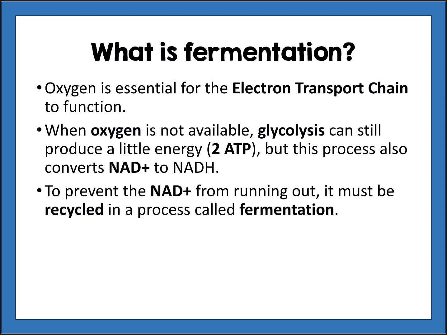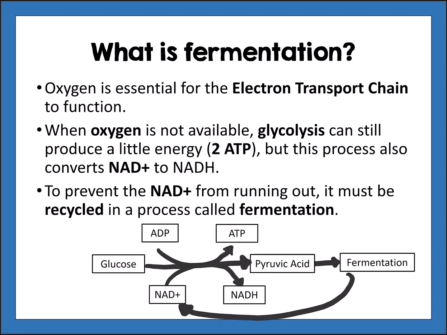And so to prevent the NAD plus from running out, it is recycled in a process called fermentation. So here we're starting with glucose and turning it into pyruvic acid in the process of glycolysis. We're creating 2 ATP here, but we are also using up that NAD plus. And so in order to prevent this from completely stopping, there's a process known as fermentation, which produces NAD plus, again, to keep this cycle moving. Even though we're creating very little ATP from this process, we can keep it going.